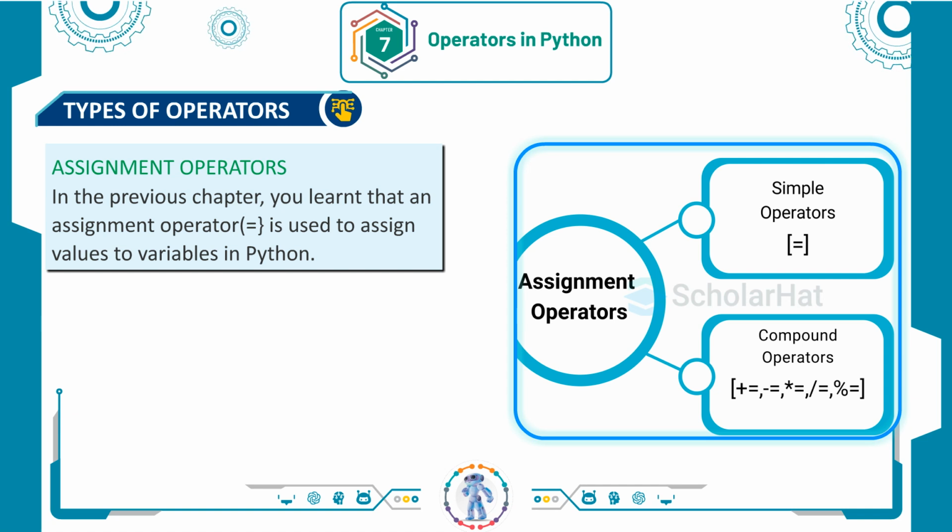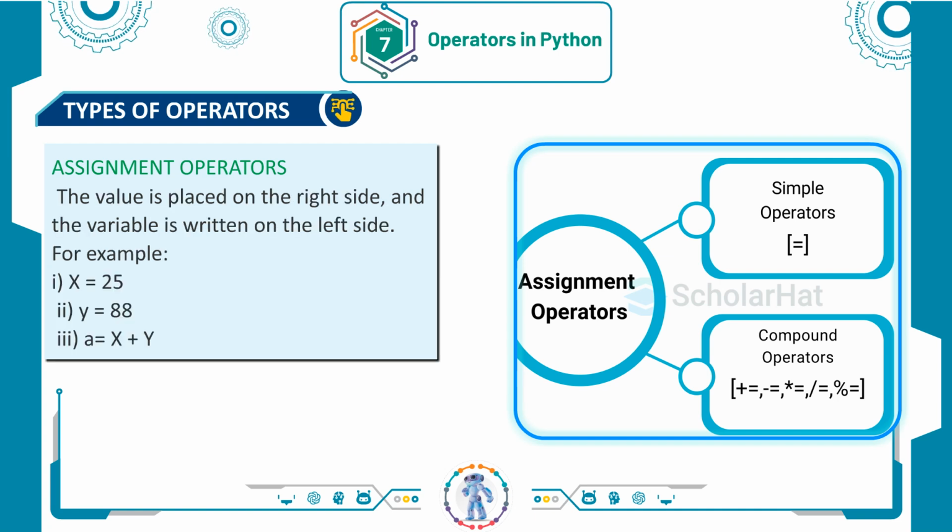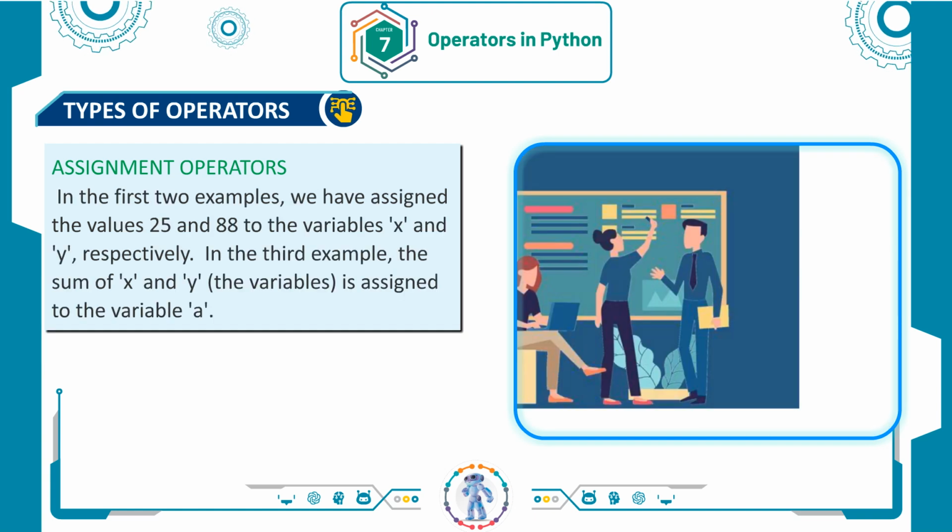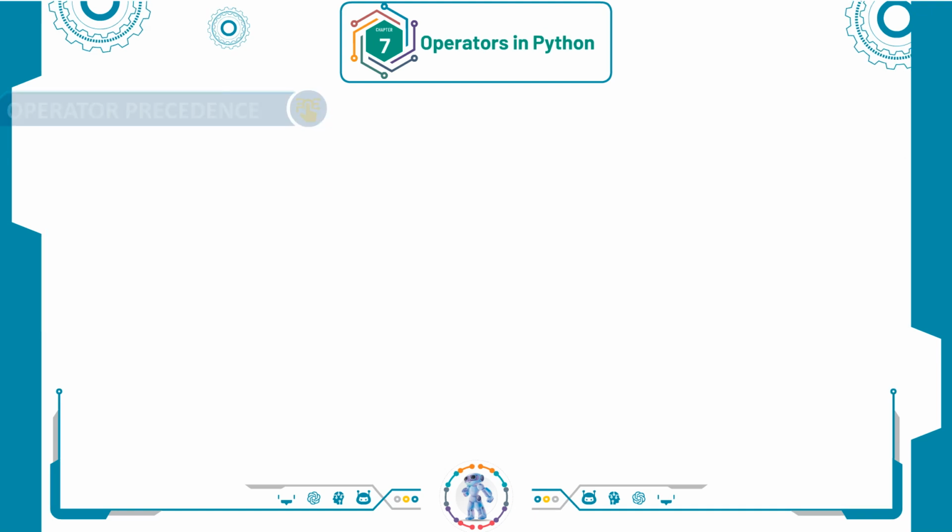Assignment operators. In the previous chapter, you learned that an assignment operator is used to assign values to variables in Python. The value is placed on the right side, and the variable is written on the left side. For example, 1. x equals 25, 2. y equals 88, 3. a equals x plus y. In the first two examples, we have assigned the values 25 and 88 to the variables x and y, respectively. In the third example, the sum of x and y, the variables, is assigned to the variable a.